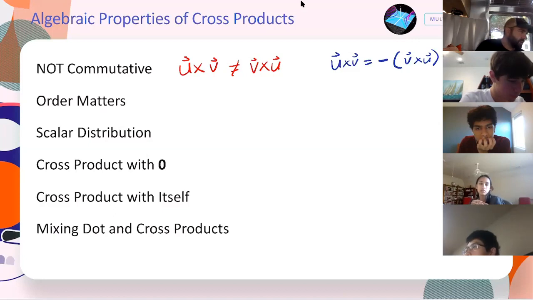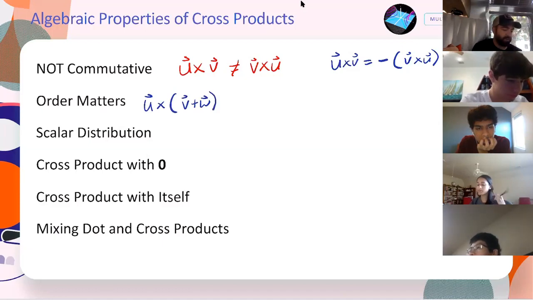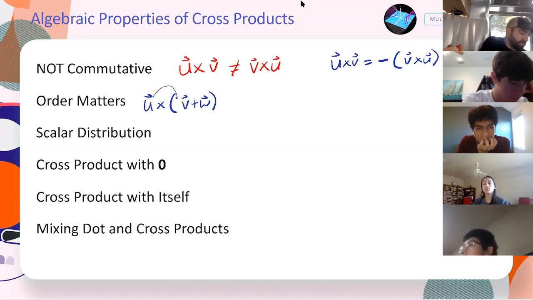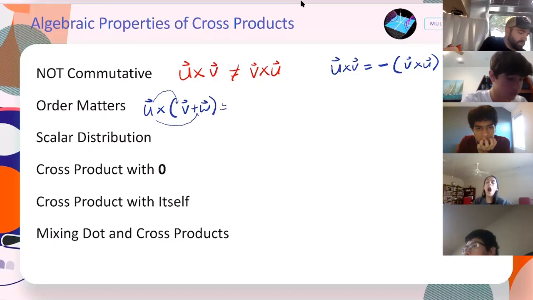So order is going to matter. You can do the distributive property with addition, but order matters. So when I distribute, if I'm doing U times that sum, I need to keep U on the left side. So this will be U cross V plus U cross W.